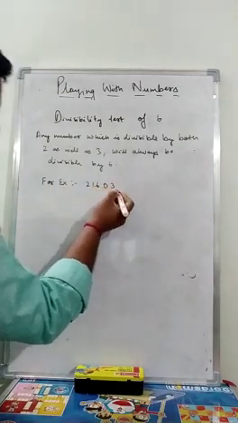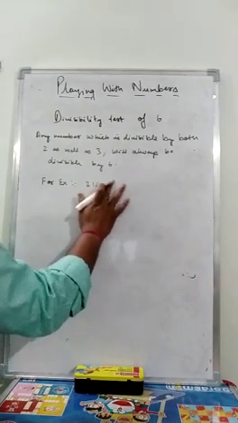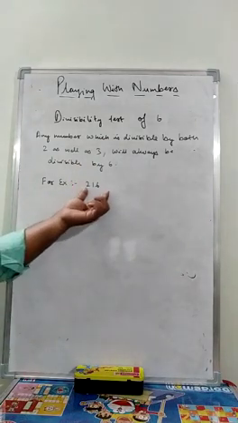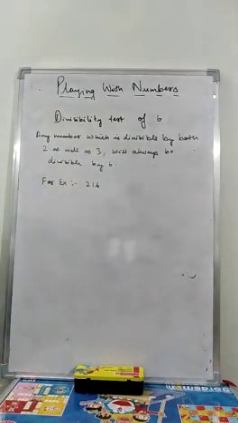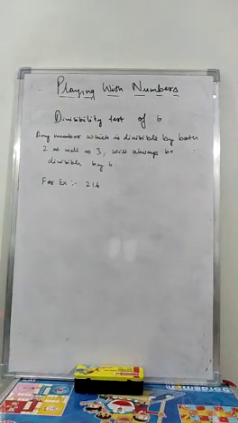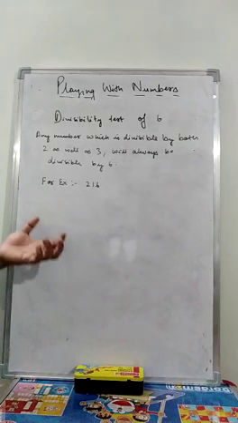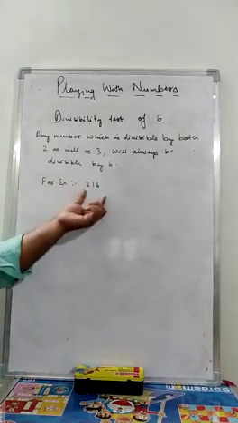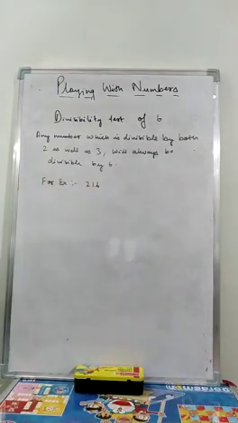For example, 216. Let me write 216 only. So over here I have taken a 3-digit number 216. Is this number divisible by 6? So for that, don't speak, listen. See here, it's a simple 3-digit number. I have to identify whether this number is divisible by 3 or not, 6 or not.